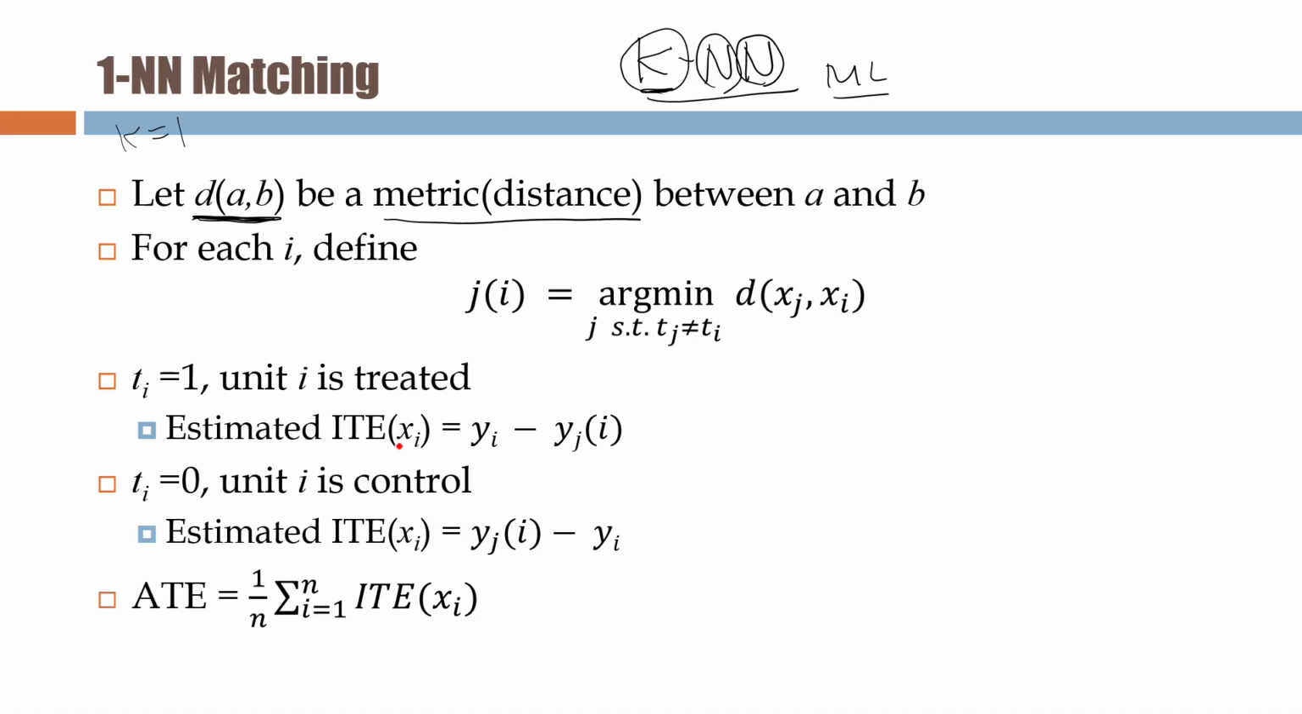So we are looking for the argmin over j's data point that minimizes this distance, but the treatment should be different. So if it's a blue, we are looking at only the red ones. Among the red ones, what is the closest one? And if it's a red one, then you are looking for only the blue ones. That's what this means: the treatment should be different because we are looking for the counterfactor, right?